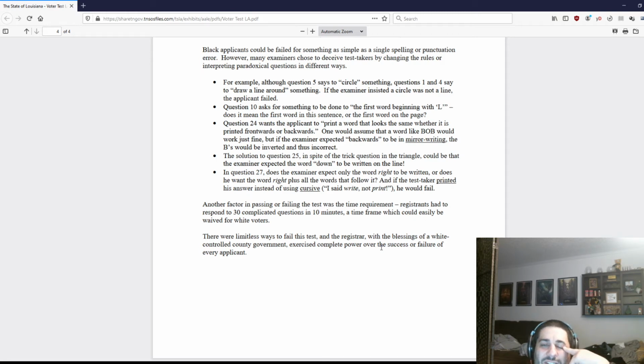In question 27, does the examiner expect only the word right to be written, or does he want the word right plus all the words that follow it? And if the test taker printed his answer... Did I really fuck that one up? Because I don't remember doing something like that. Maybe I'm just too drunk now. His answer, instead of using cursive, I said write, not print, he would fail.